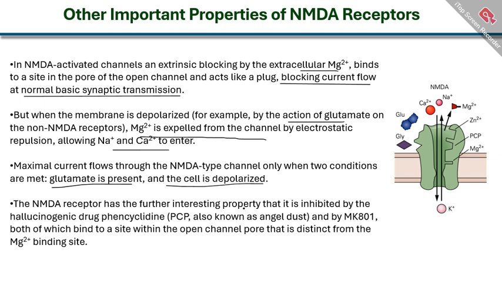The NMDA receptor has further interesting properties: it is inhibited by the hallucinogen drug phencyclidine and by MK801, both of which bind at a site within the open channel pore that is distinct from the magnesium binding site. You can see that phencyclidine and the other modulators bind at different sites.